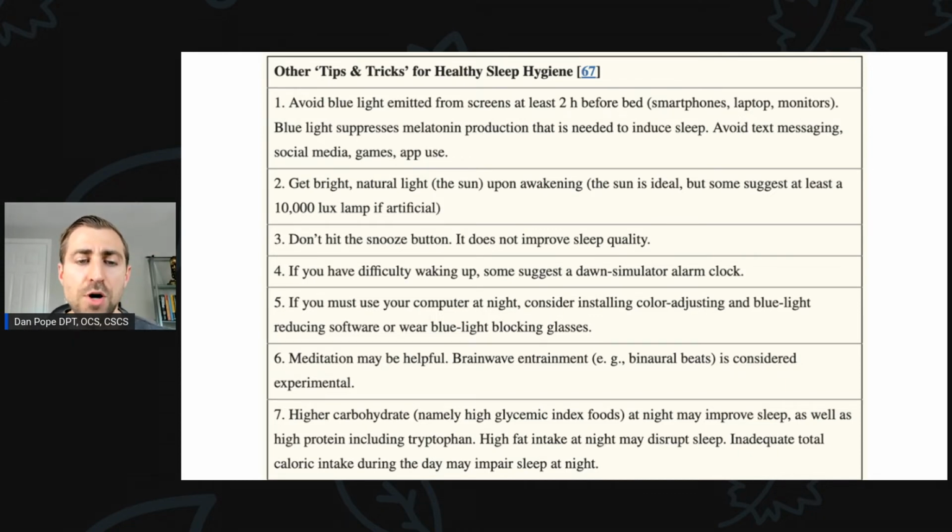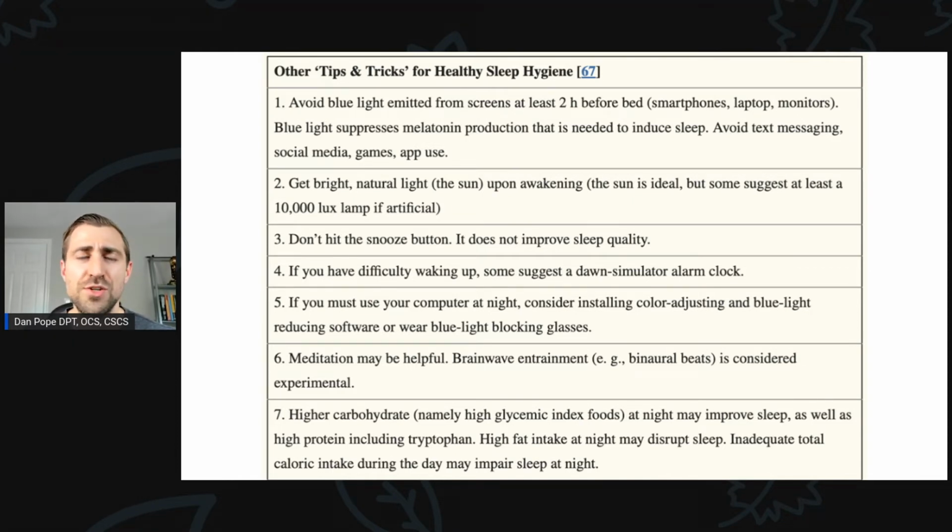Number 7, higher carbohydrate, namely high glycemic index foods at night, may improve sleep, as well as high protein, including tryptophan. High fat intake at night may disrupt sleep. Inadequate total caloric intake during the day may impair sleep at night as well, right? So I don't know if it's a great idea to just pound a ton of sugar right before you go to sleep at nighttime, just for the health effects.